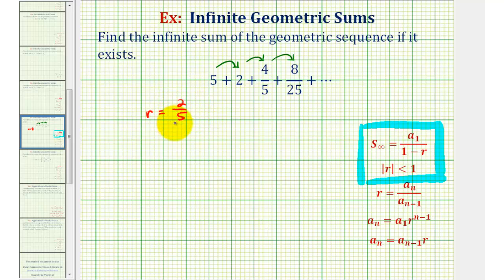Notice how this does meet the requirement where the absolute value of r is less than 1, and therefore we can find this infinite sum using this formula here. Our infinite sum, s, is going to be equal to the first term, a sub 1, which is 5, divided by 1 minus r, or 1 minus 2/5.